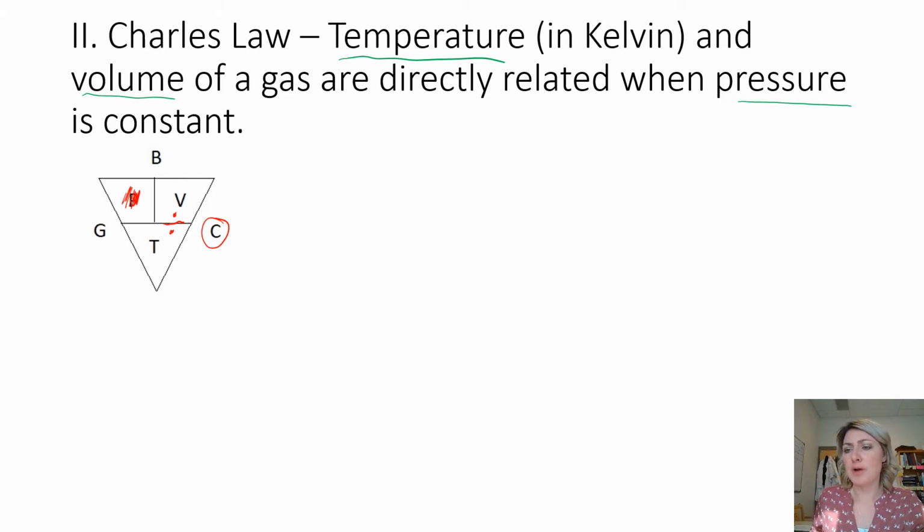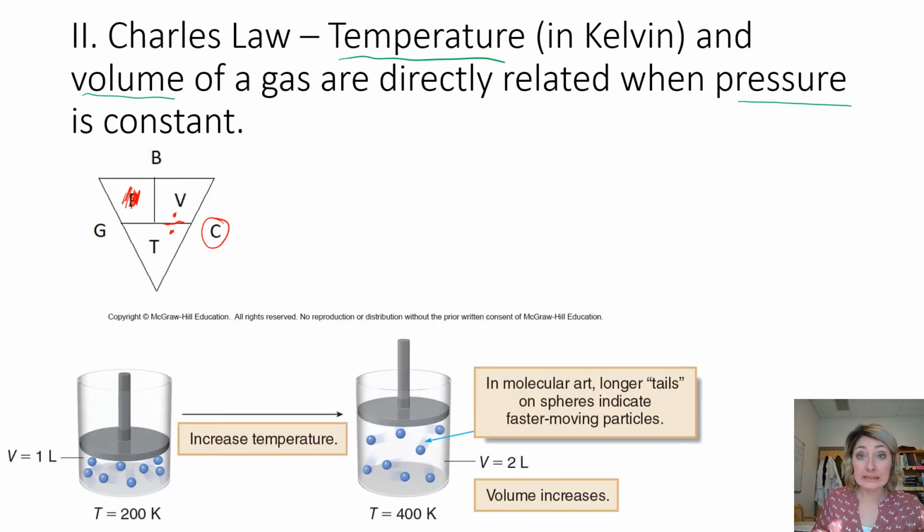And what we mean by directly related is if I were to start with a temperature of 200 and start with a volume of 1 liter, and I were to increase my temperature to 400, my volume is also going to increase. So they're directly proportional. So one goes up, the other goes up.